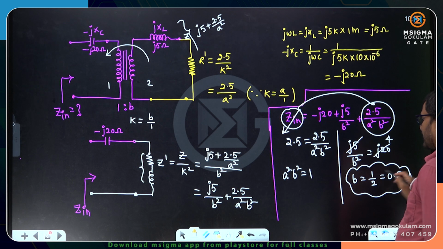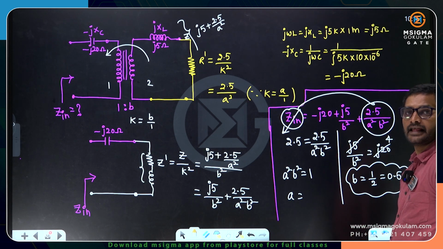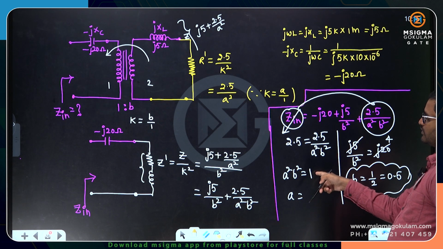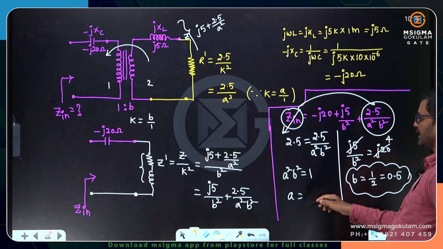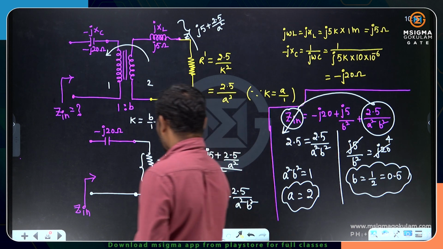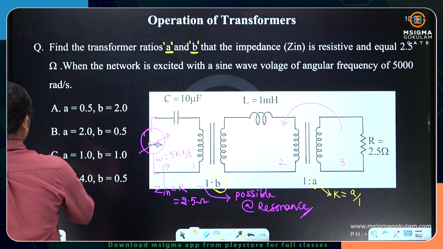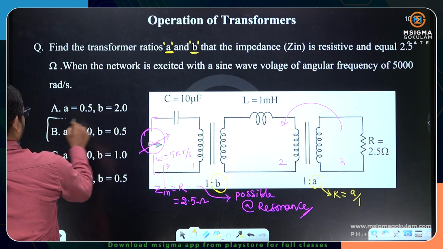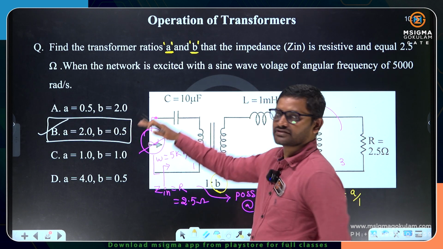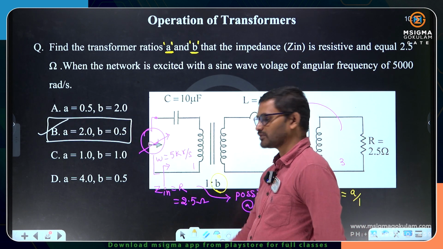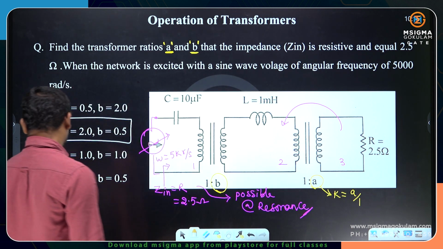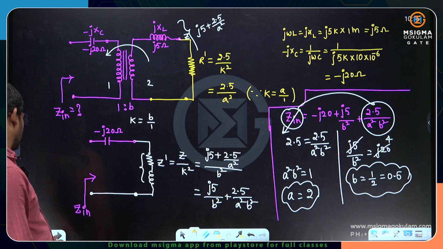If B is equals to 0.5, what will be A? B square will be 1 by 4. 1 by 4 is equal to this. If you cross multiply, you will be getting 4. A is equals to 2. So A is equals to 2, B is equals to 0.5 is the answer. Like we are using transformations referred to onto the primary side, and we have equated to equivalent impedance given and we got the answer. Okay, so this is how you can go ahead.